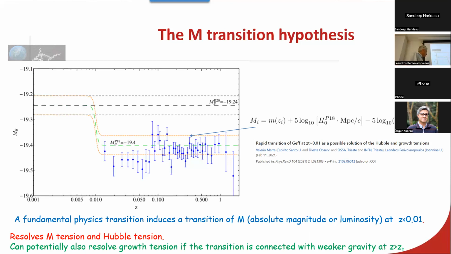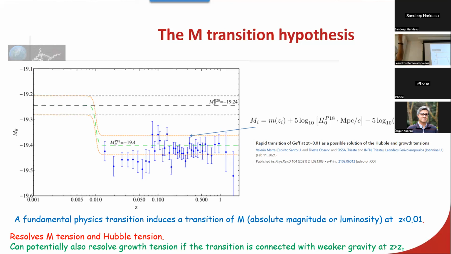And as I said, it could also potentially resolve the growth tension, because if G effective decreases, then we naturally have weaker gravity, and this also resolves the growth tension, in principle at least. And what would have to be the relative change in the gravitational coupling? Well, it depends on the modeling. It depends how M depends on G. And that's not so clear, because lots of astrophysics enter this question, because you have to understand exactly how M depends on G.